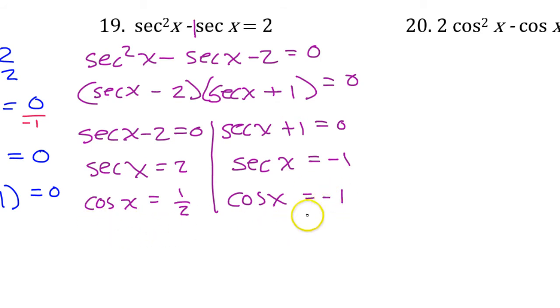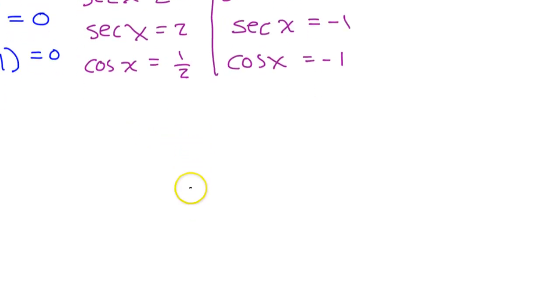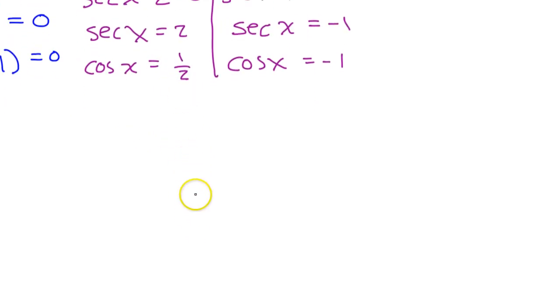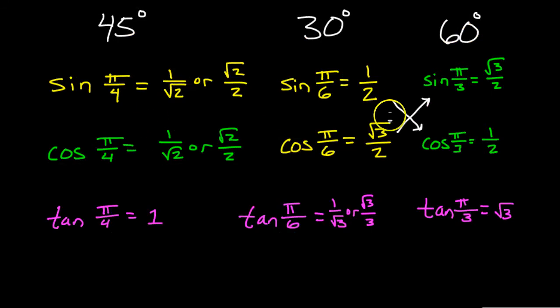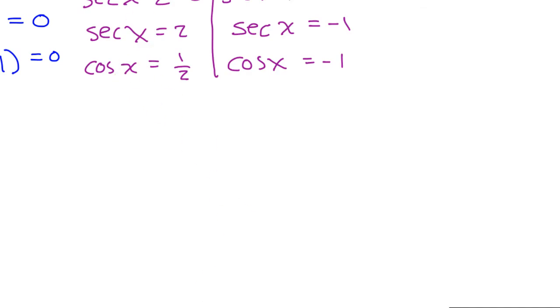Okay, so now let's solve these two equations. Looking at the 1/2, what is the reference angle? Cosine of what angle is 1/2? Well, cosine of pi over 3 is 1/2. So that tells me that the reference angle is pi over 3.